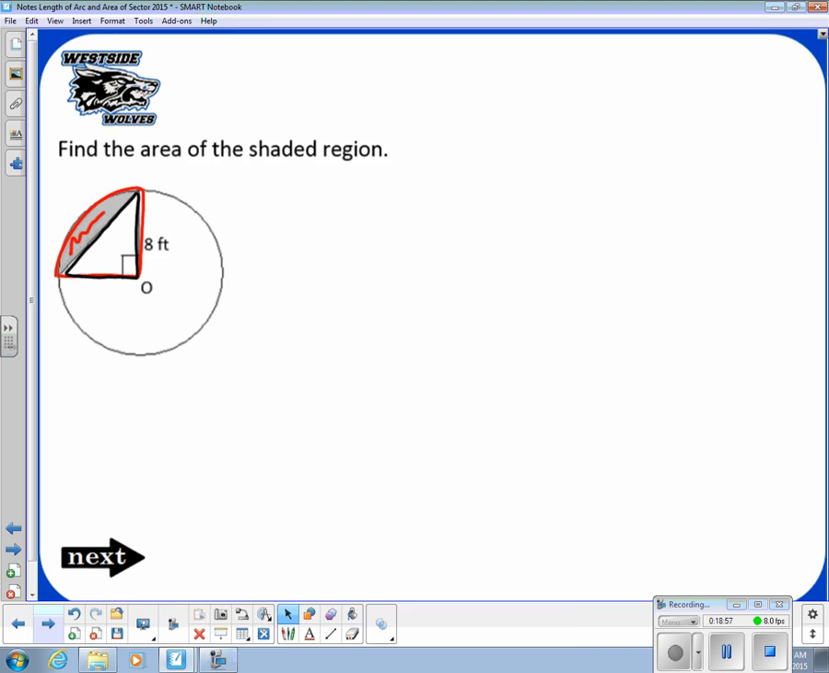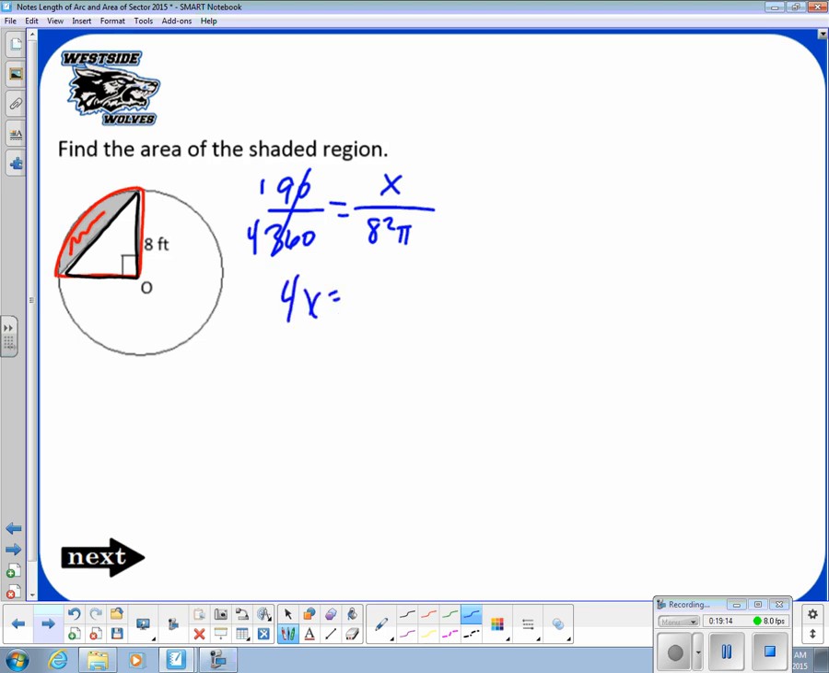So let's start with the proportional relationship, figure out the whole entire slice first. So that's 90 out of 360 equals the area of that sector out of the area of the whole circle, which is 8 squared times pi. So this reduces to 1/4. I get 4x equals 64 pi. Divide by 4, x is equal to 16 pi. So that is the area of the whole entire red piece.